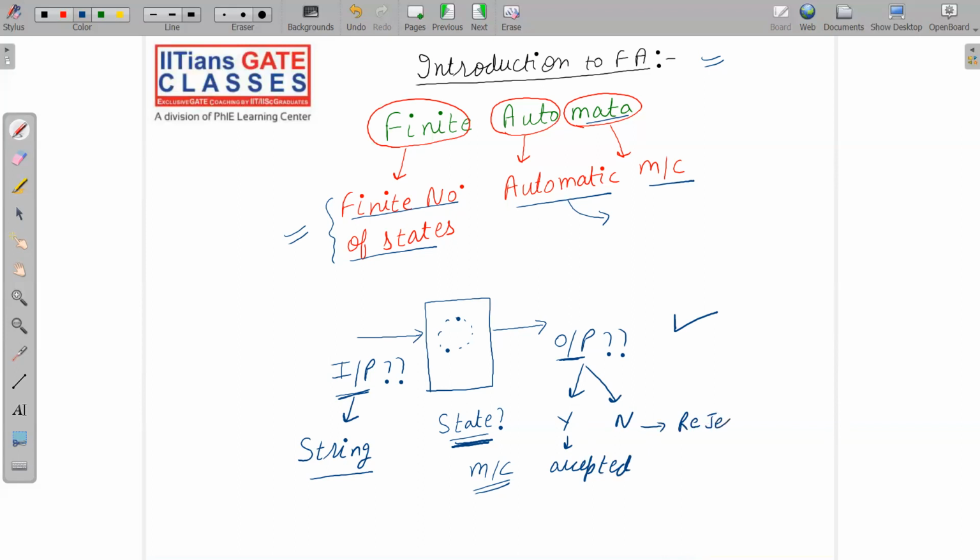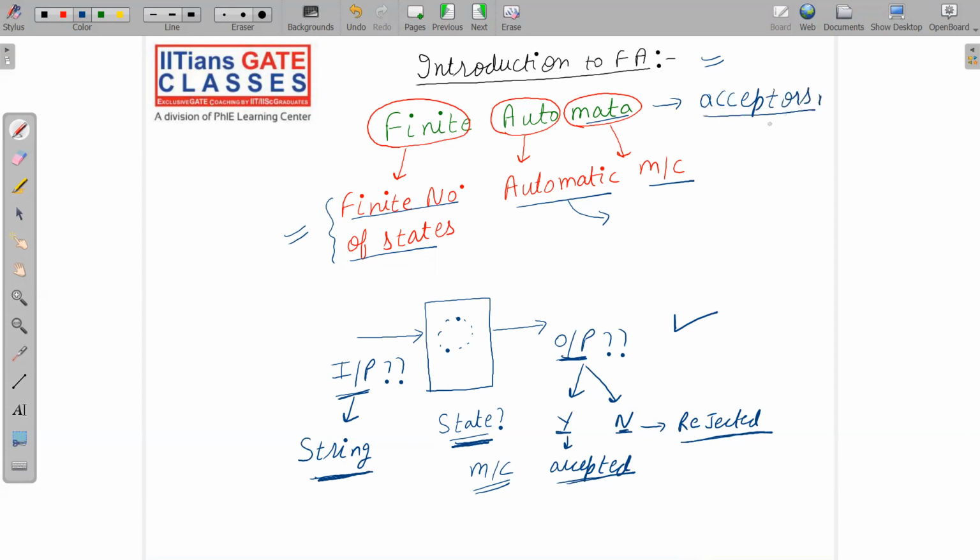Okay, what exactly accepted and rejected mean will be clear after a few slides, but I have given you the basic idea. So FA needs a string as input, and it will give output as yes or no. Yes means the string is accepted, and no means the string is rejected. FA is not producing any output string, it is just giving you output as yes or no. So hence FAs are also known as acceptor machines. Finite automata is also known as acceptor machine, or you can say simply acceptors.